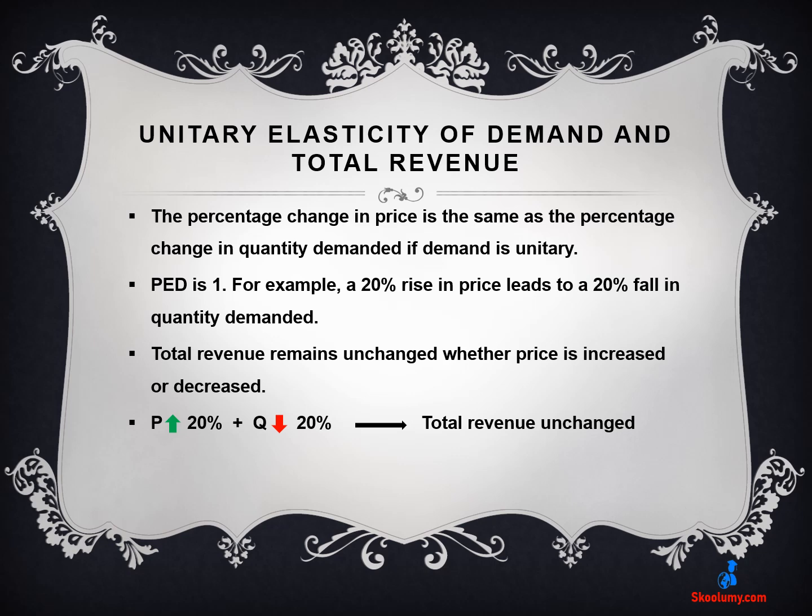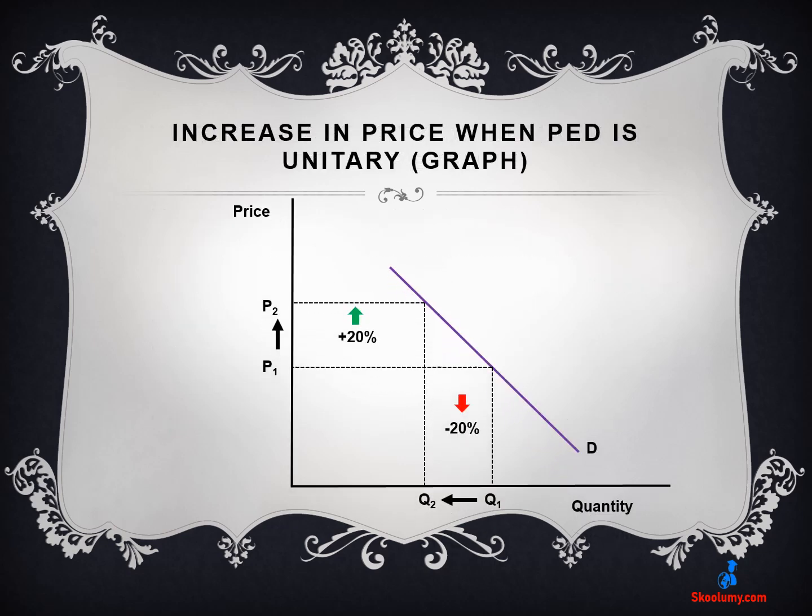Total revenue remains the same because the price rise, 20%, is equal to the fall in quantity demanded, 20%. In conclusion, for unitary elasticity of demand, revenue remains unchanged, whether the price is increased or decreased. A rise in the price of a product with unitary elasticity of demand is shown in the diagram. The price rise is the same as the quantity fall, making revenue unchanged.